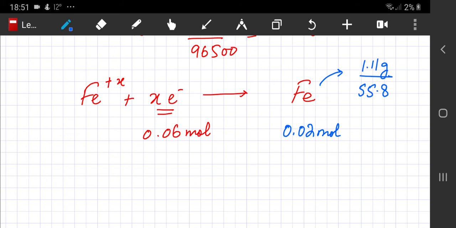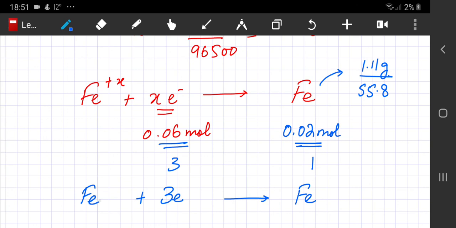So the ratio I'm getting right now, if you look at the moles, is 3 to 1. So that means to make 1 iron, let me rewrite the equation. To make 1 iron, it needs to gain 3 electrons, which means that Fe would originally be plus 3. So I've been able to figure out what the oxidation state originally is.